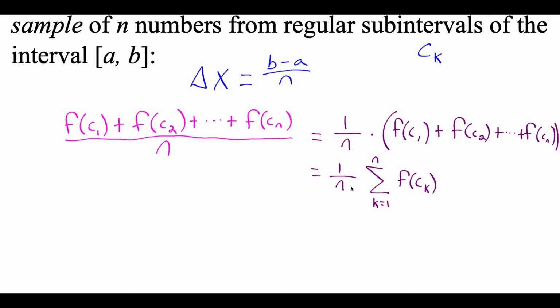Now there's one more slight change I want to make, looking at that 1 over n. If I go back to how I found my delta x values, that was b minus a over n. I'm going to take this b minus a off the top of the fraction and divide it over to the other side. So delta x divided by b minus a is equal to 1 over n. Then I can get rid of that 1 over n and replace it with delta x over b minus a.